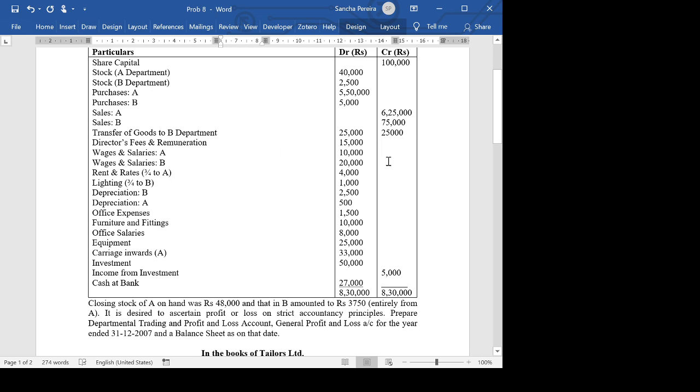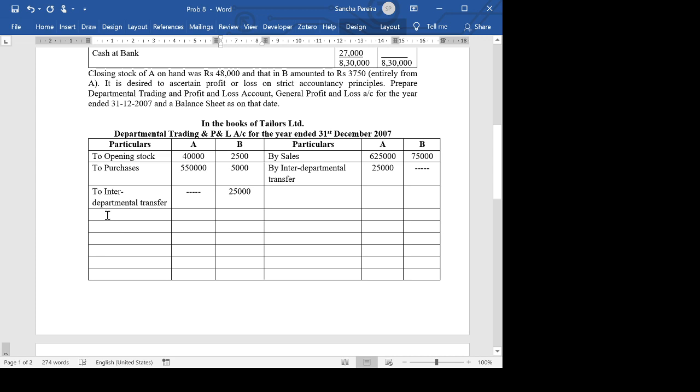Wages of A and B are given to us, 10,000 and 20,000. To wages and salaries, 10,000 and 20,000. I told you, I think in the last problem, if it's salaries and wages, it goes to the profit and loss account. If it's wages and salaries, it's taken in the trading account.